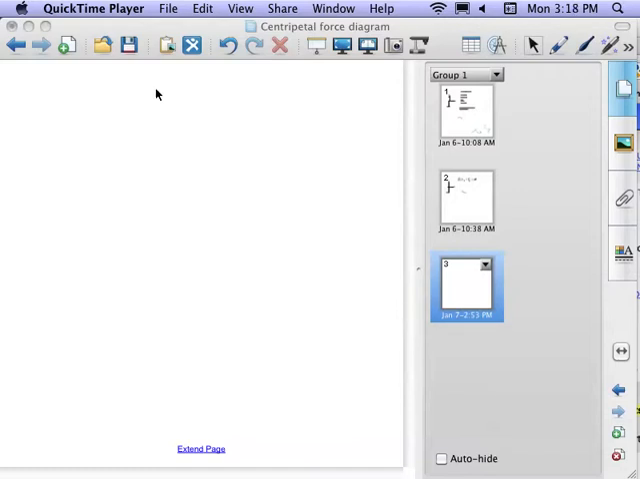Now what we're doing today is we are going to figure out how to draw force diagram equations for a car that is going around a turn.